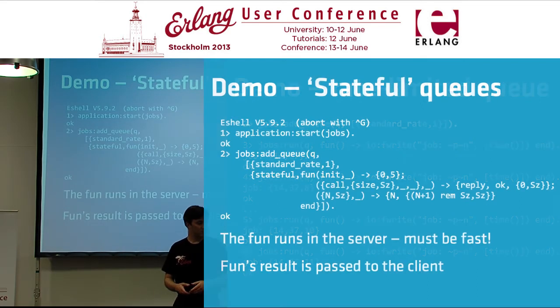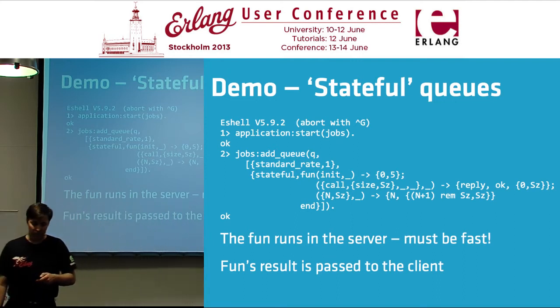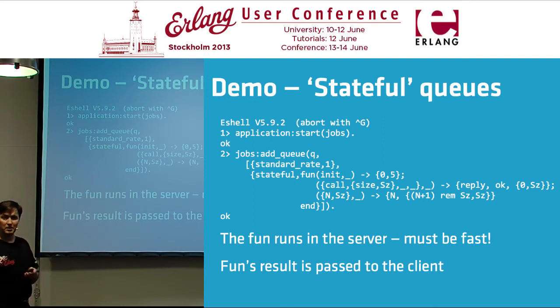Now, you can actually also put a little stateful logic into the queue dispatch. So here, I add a queue, also a standard rate of 1 second, but I provide a fun with some clauses here. It initializes to 0 and 5, basically saying, here we go. I'm going to return the first digit, and then I'm going to increment modulo size, so modulo 5 here.